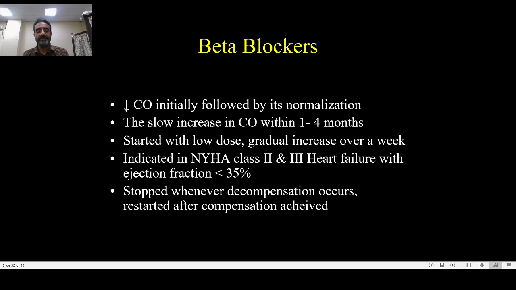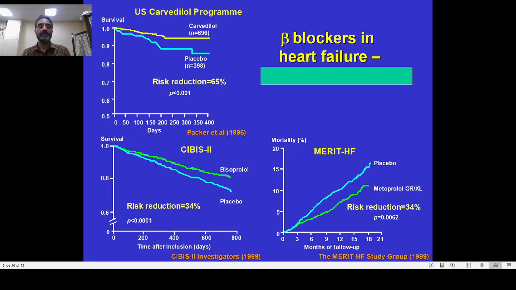It is indicated in New York Heart Association class 2 and 3 heart failure with ejection fraction less than 35%. It is stopped whenever decompensation occurs and restarted after compensation has been achieved with other drugs. So if used cautiously and judiciously in this way, they are shown to improve the survival.